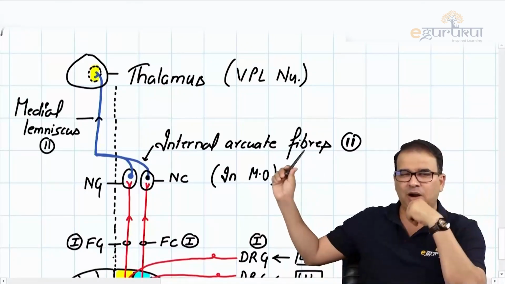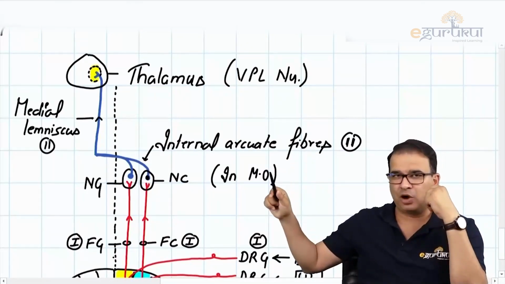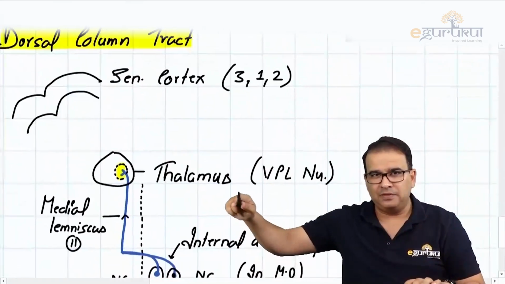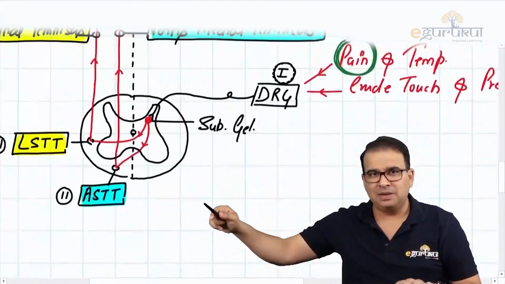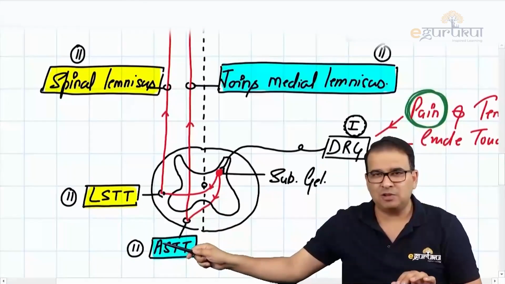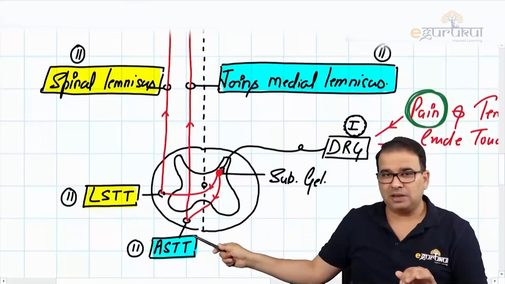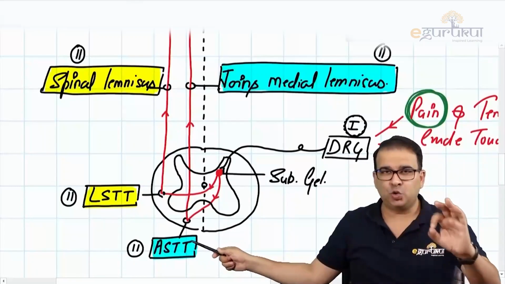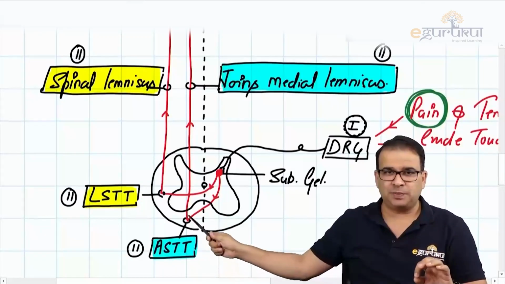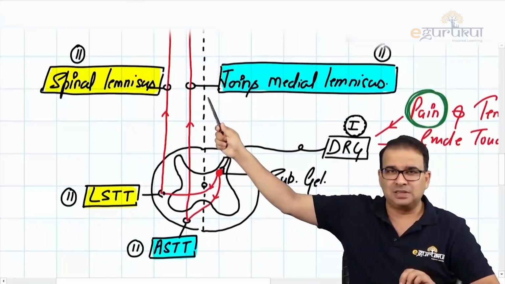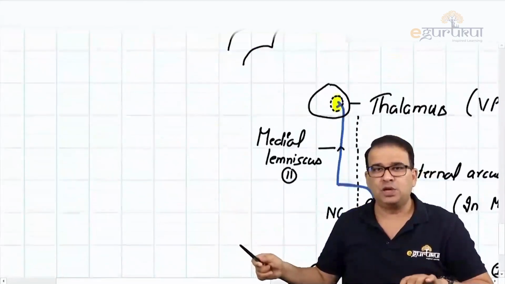Now, I hope you understood the point of medial lemniscus here, because in the previous case we said that the anterior spinothalamic tract joins the medial lemniscus. Anterior spinothalamic tract is carrying what sensation? Crude touch and pressure. So crude touch and pressure is going to join the medial lemniscus. Which medial lemniscus? Which you are looking at here also.